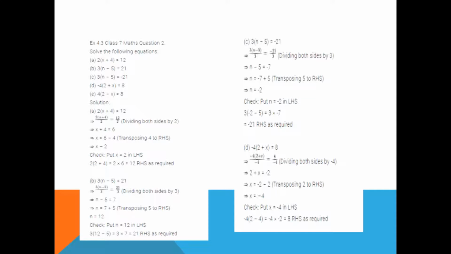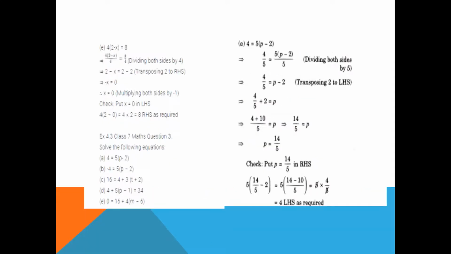Same way as we have done in the previous question, we'll be putting the value of x into the left hand side, that is 2 into (4 plus 2), means 2 into 6 equal to 12, which is your right hand side. Same way you can try for B, C and D part.